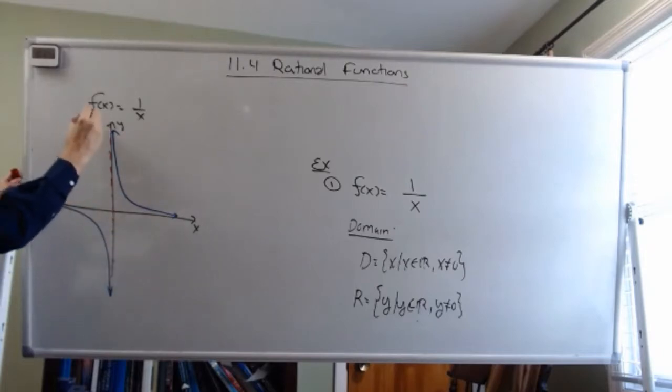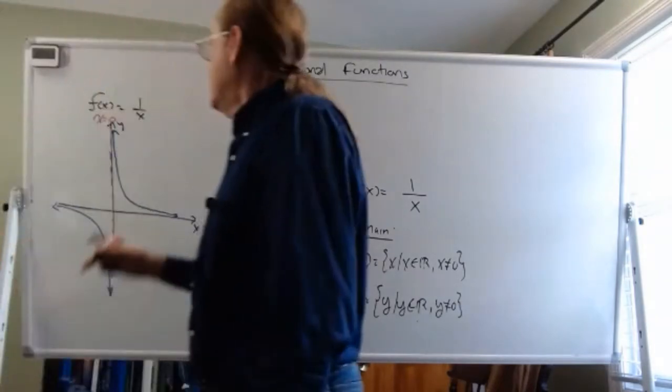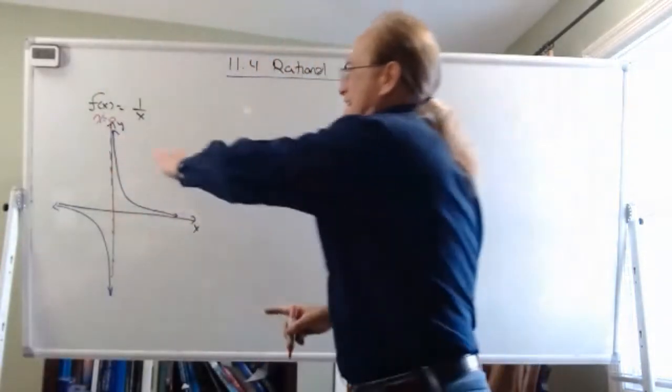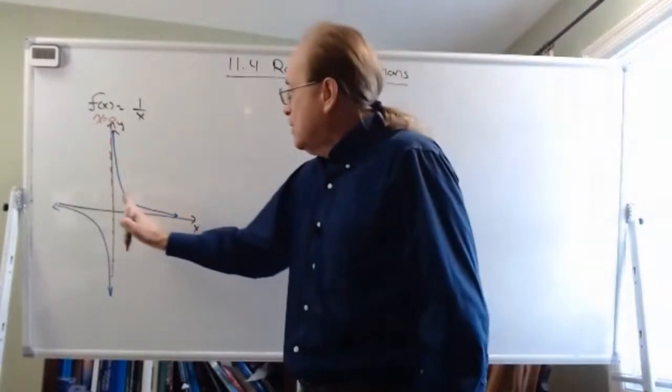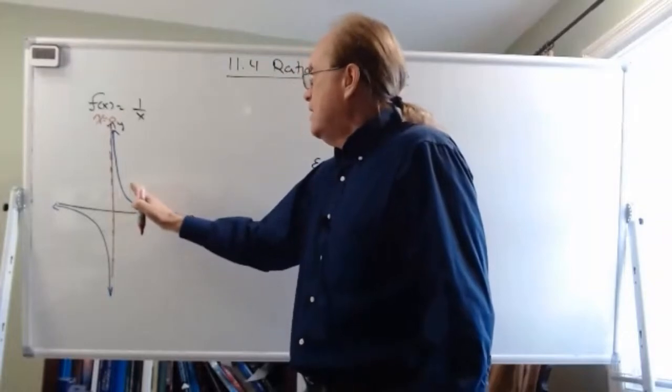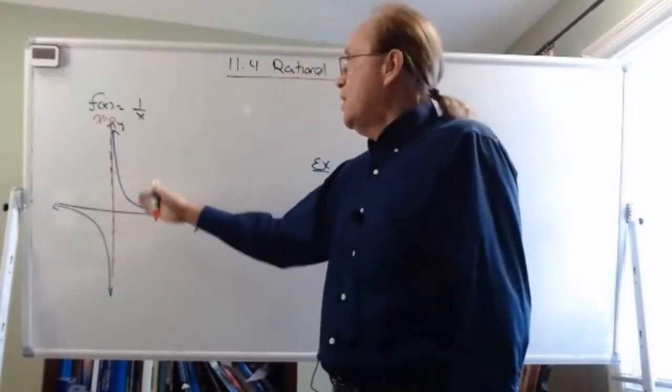And that's the line x is equal to 0. We give that a special name. Lines that cause this behavior, meaning as I get closer and closer to x equal to 0, I either go to plus infinity or minus infinity, or even possibly both.